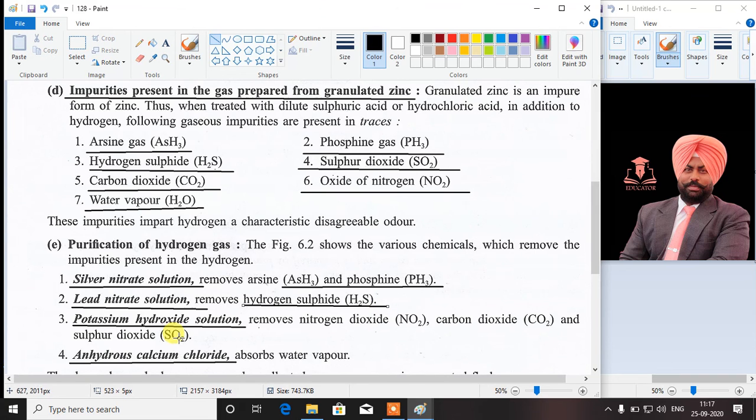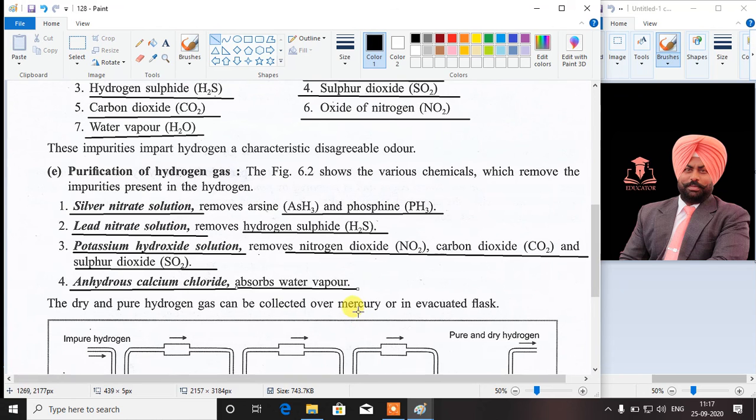The remaining impurities with hydrogen gas are passed through potassium hydroxide solution, which removes nitrogen dioxide, carbon dioxide, and sulfur dioxide gases. The remaining impurity, which is the water vapors along with the hydrogen gas, is passed through anhydrous calcium chloride, and this absorbs water vapors. After all the impurities are removed, the dry and pure hydrogen gas is collected over mercury in an evacuated flask.